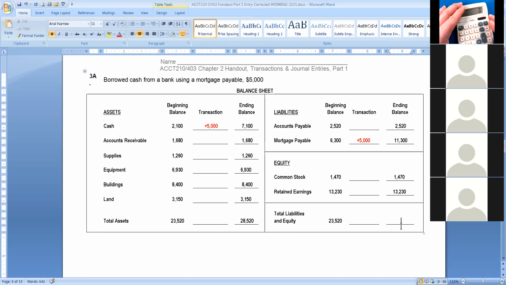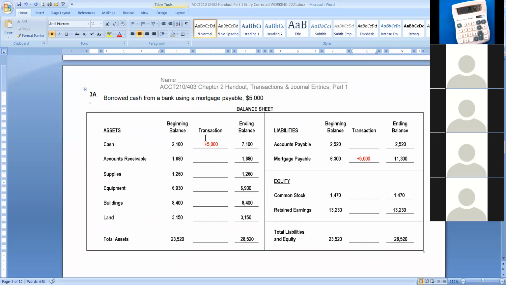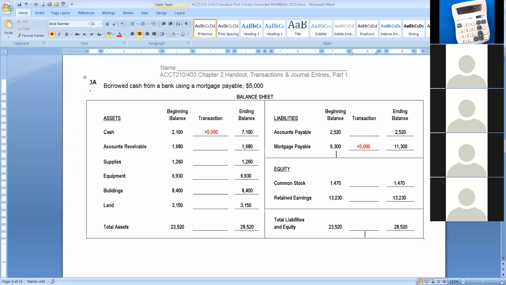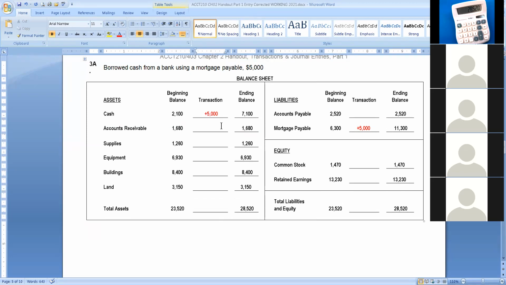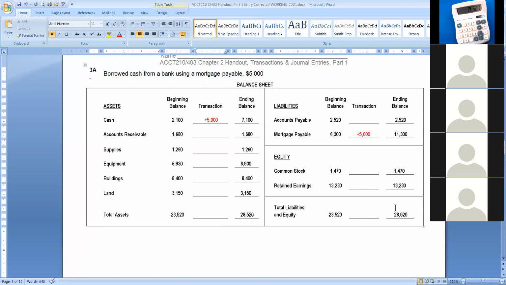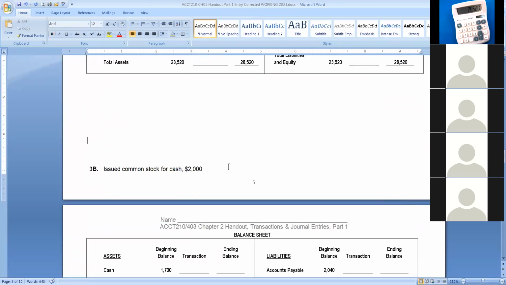Hopefully both of these will come out to be the same. Okay. So we borrowed the cash. So our cash goes up, maybe we borrowed it to keep the place going or whatever it was. But now we owe more money. We owe $5,000 more. So our cash goes up, our liabilities go up, and they both equal. So by 5,000, then by 5,000.